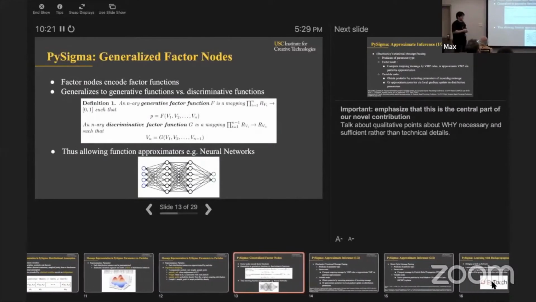So that was the first important change. And the second important change is that we generalize the notion of the factor function in the factor nodes. Now, in Sigma, it was represented via a piecewise linear map again. But here we generalize it and distinguish between generative and discriminative factor functions. Anything that falls into this mathematical formulation can be considered a valid factor function. The reason for doing that is that this allows function approximators such as neural networks to be used as the factor functions.